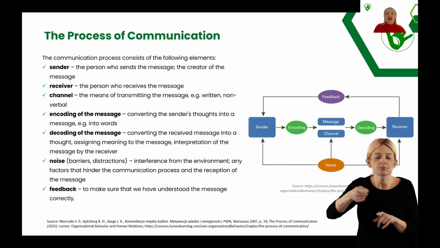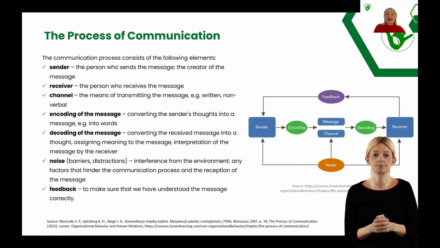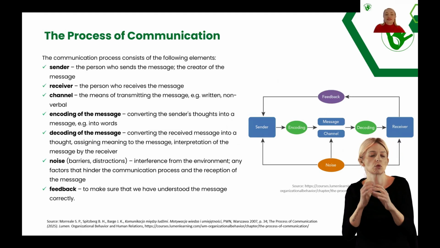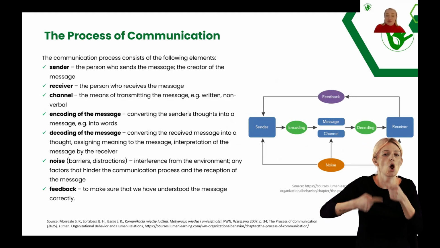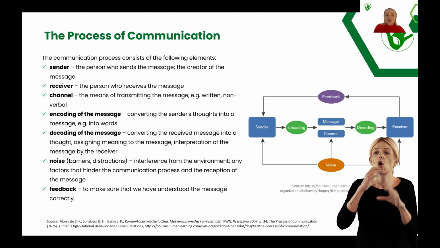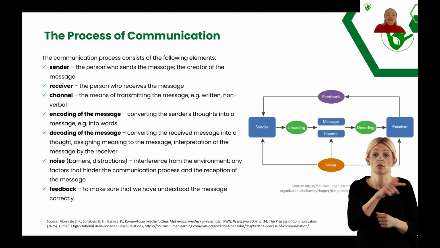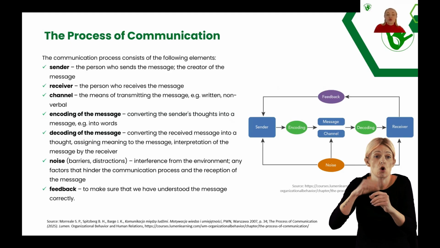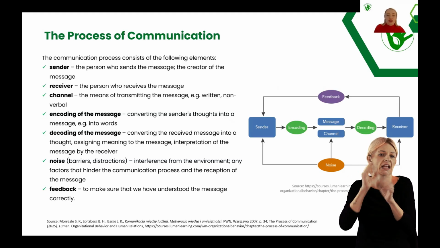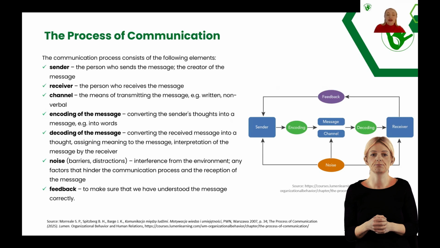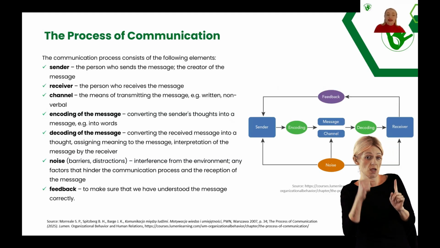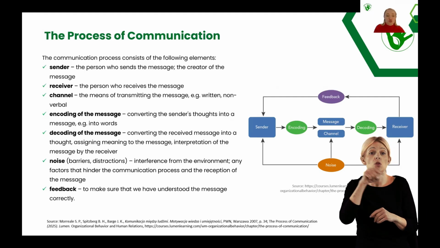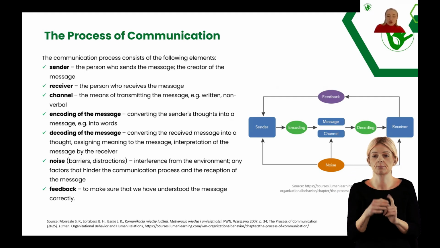In order to consider how to communicate effectively, it is worth discussing the communication process itself at the beginning. Here we'll talk about the elements that make up this process. For the communication process to take place, we need a sender. This is a person who sends a message, the creator of the message. On the other side, we have a receiver, so the person who receives the message from the sender. The channel through which the message is transmitted is also important in the communication process. It can be a written or oral channel.